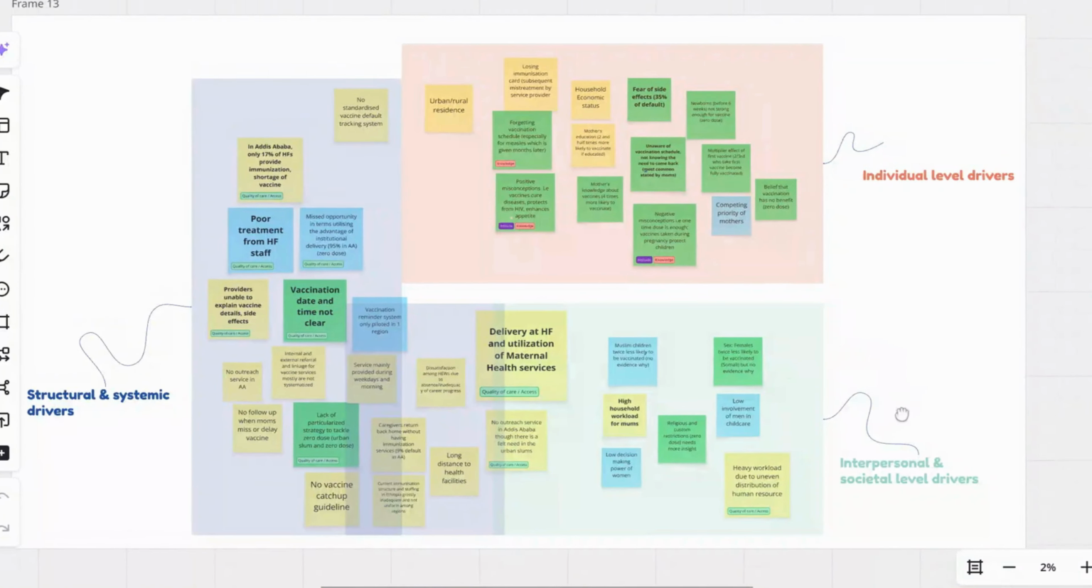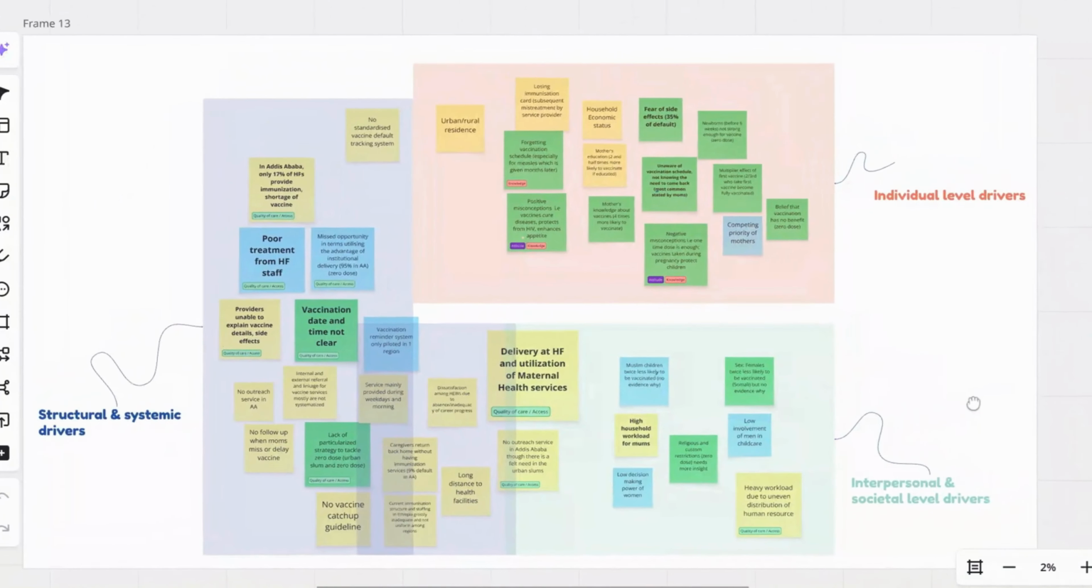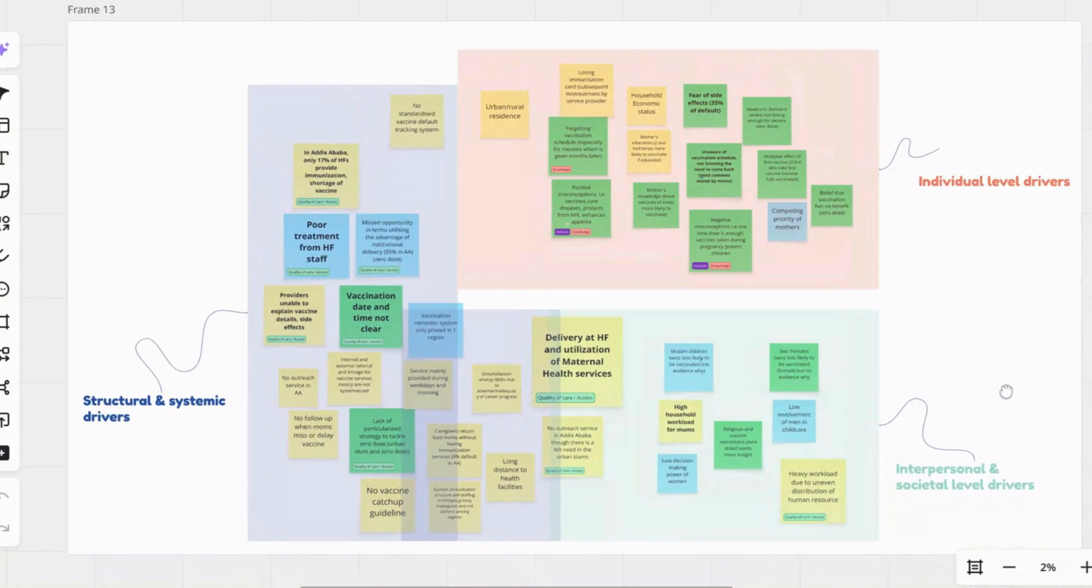I also like to space the post-its in a way that's visually showing which are individual level barriers, which are societal, which are structural. And this also helps give the team a clear outline of what the issue is and where the various barriers are. It's a great visual also for seeing where the largest number of barriers lie, right?